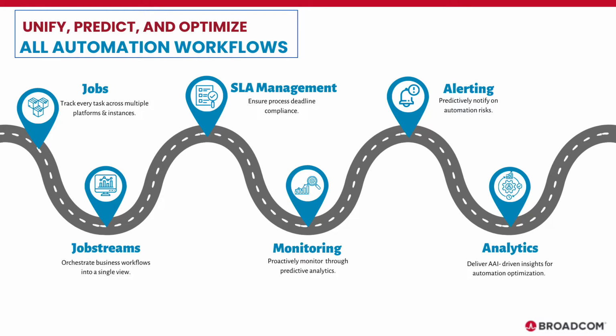The course has 5 modules, each exploring a core building block of AAI. Today we'll focus on Jobstreams. Jobstreams help organizations visualize, manage, and optimize entire business processes. In upcoming modules, you'll see how all these concepts are put together for end-to-end automation observability and insight.